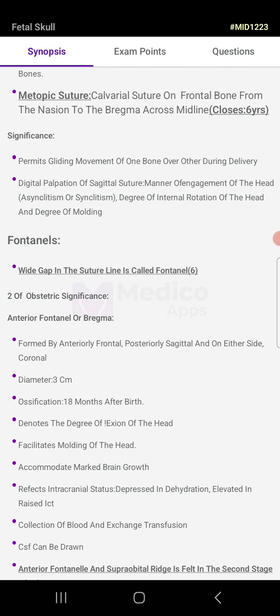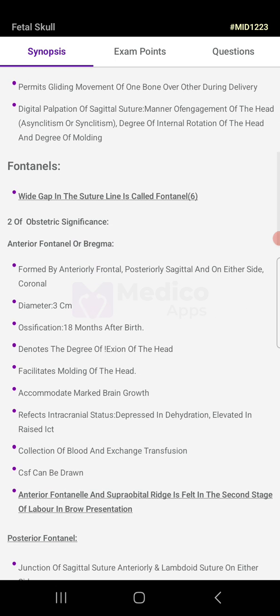Fontanelles. A wide gap in the suture line is called a fontanelle. Of obstetric significance: the anterior fontanelle or bregma, formed by the frontal bones anteriorly, the sagittal suture posteriorly, and the coronal suture on either side. Diameter 3 cm. Ossification occurs 18 months after birth.